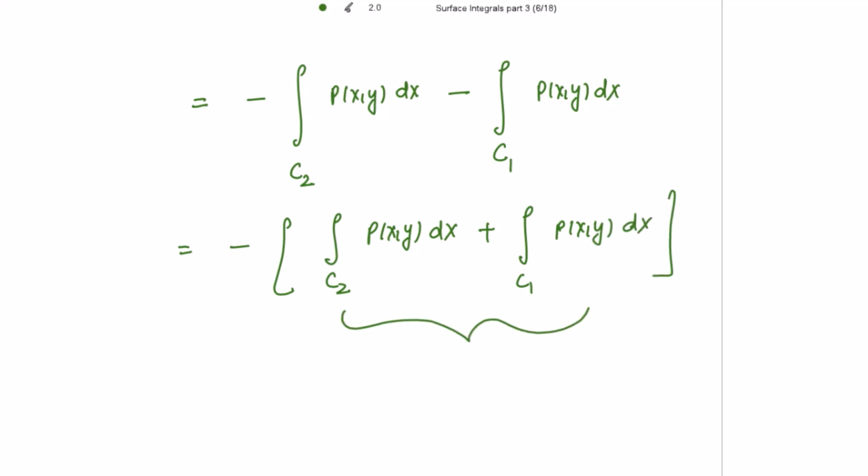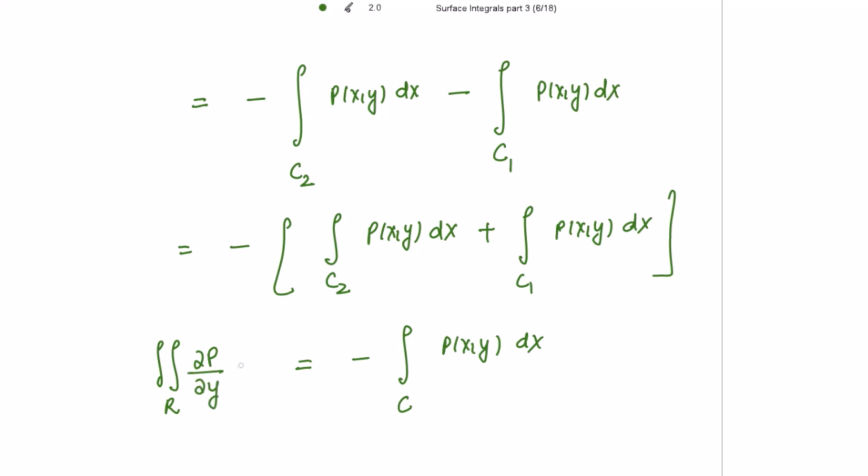So now I can write this complete expression as the integration over the curve C, the complete boundary C, because this C is equal to the sum of these two arcs, right? So this is equal to minus the integration over the boundary C P(x,y) dx. And the left hand side is the double integration over the region R, partial derivative of P with respect to y, dx dy. Please mark this as 1.